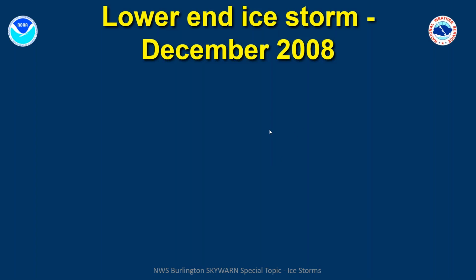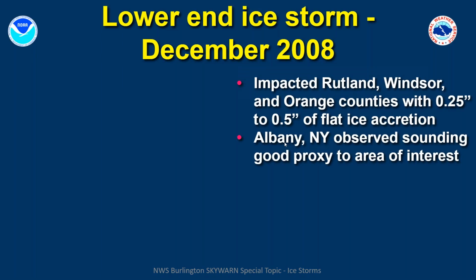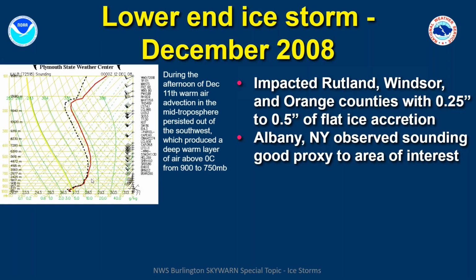This is a lower end ice storm where we saw amounts range from 1/4 to 1/2 inch, and this was isolated mainly to southern Vermont. In this case, we'll look at Albany, New York, observed sounding to get a sense of what was going on. So here, if you look at this sounding toward the bottom, highlighting here that the wedge of cold air was perfect for getting just enough sub-freezing air near the ground.